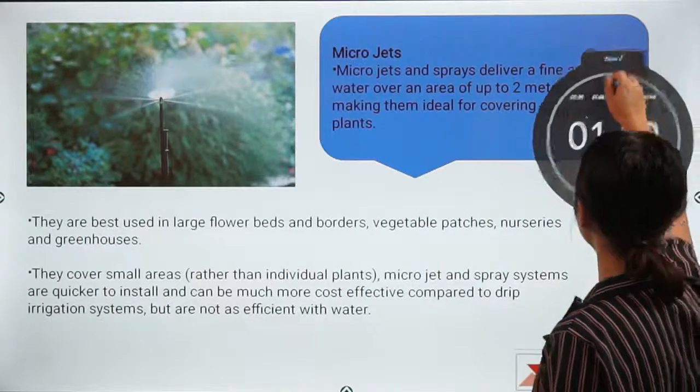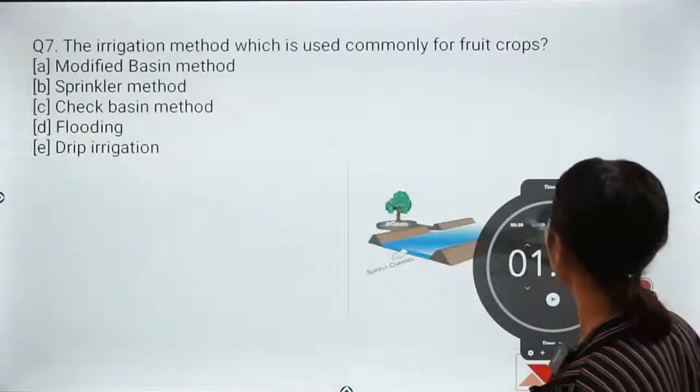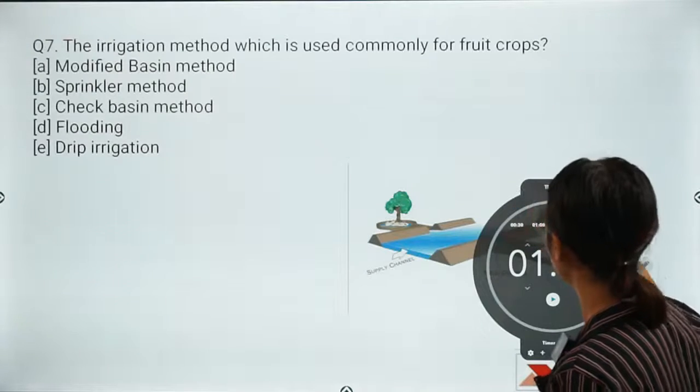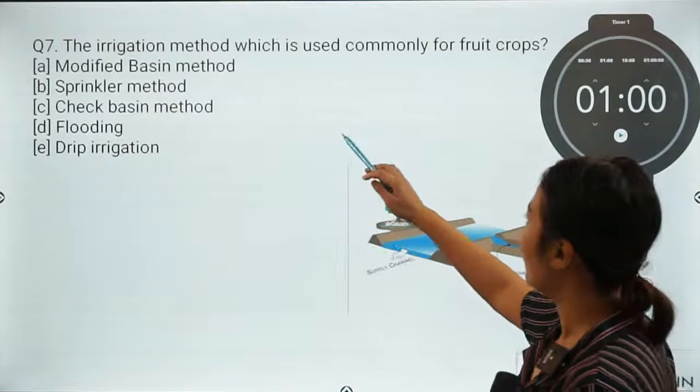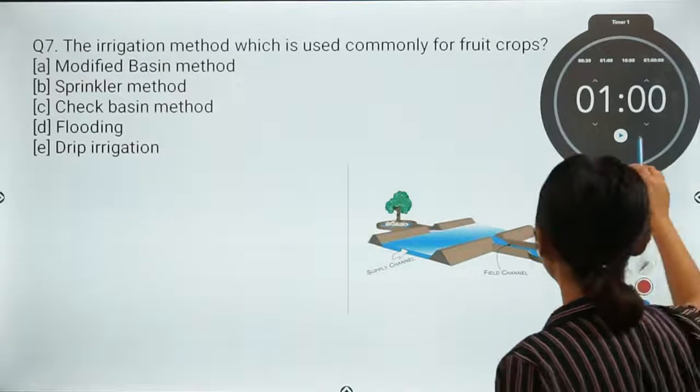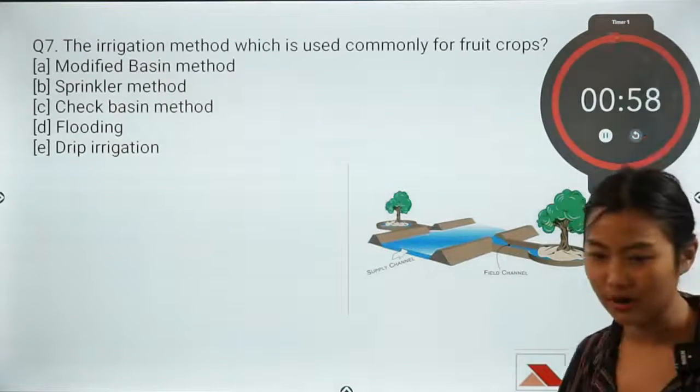Okay, so let's quickly go to our next question, our 7th question here. The irrigation method which is used commonly for the fruit crops. All right, so your time starts now. Please answer.